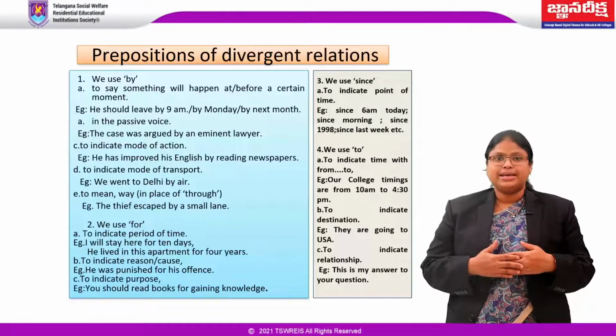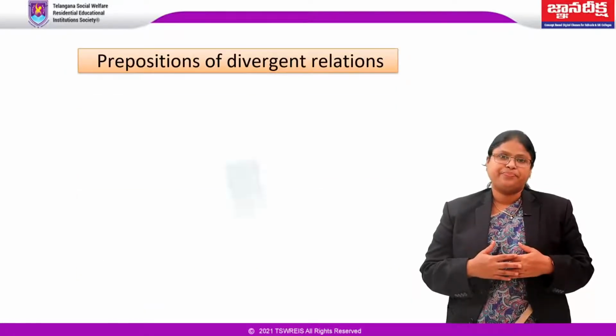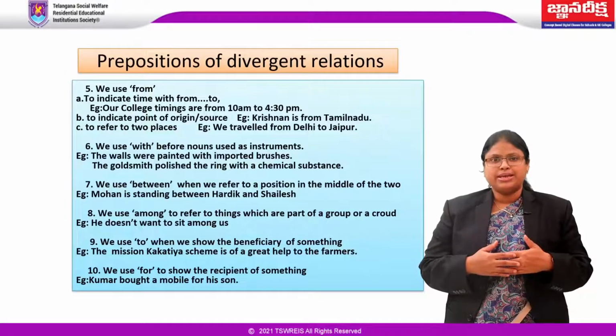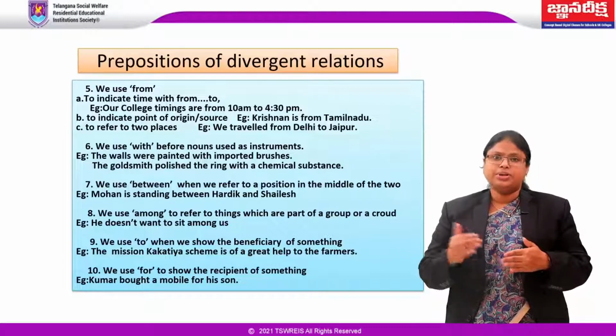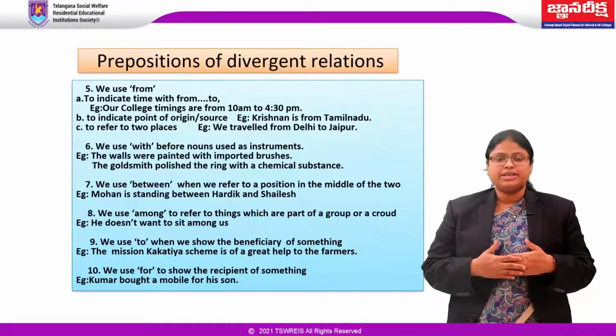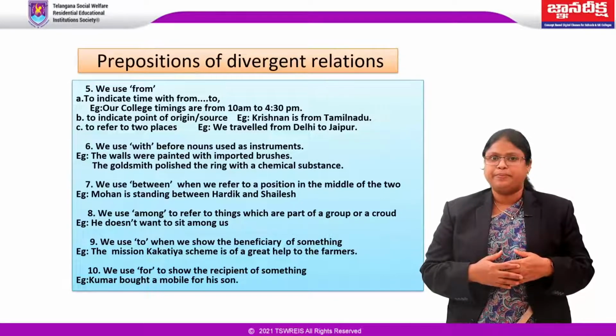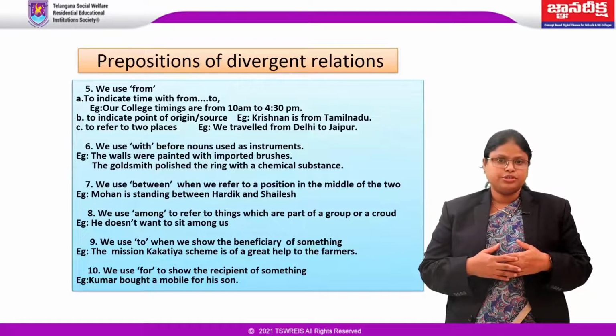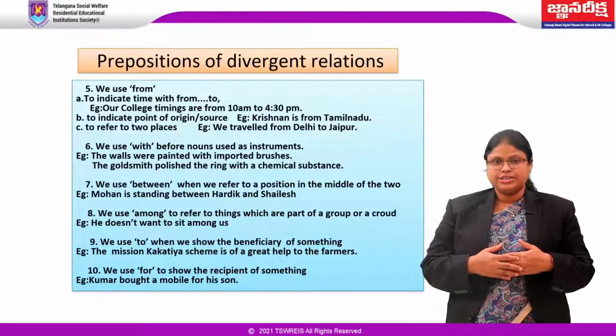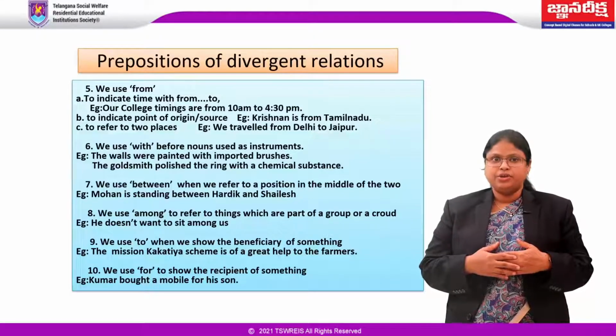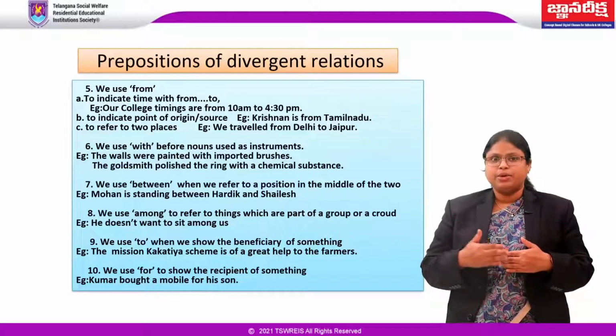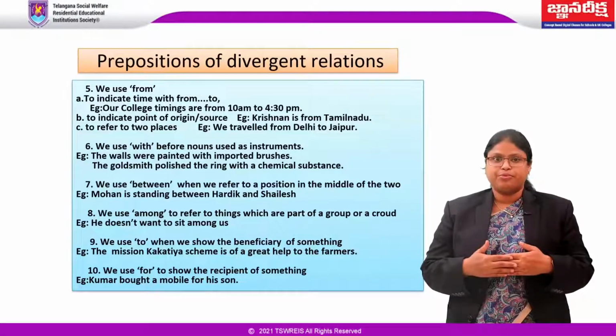The fifth one is from. We use from to indicate time with from and to. Our college timings are from 10 a.m. to 4:30 p.m. To indicate point of origin or source, Krishnan is from Tamil Nadu. To refer to 2 places, we traveled from Delhi to Jaipur.